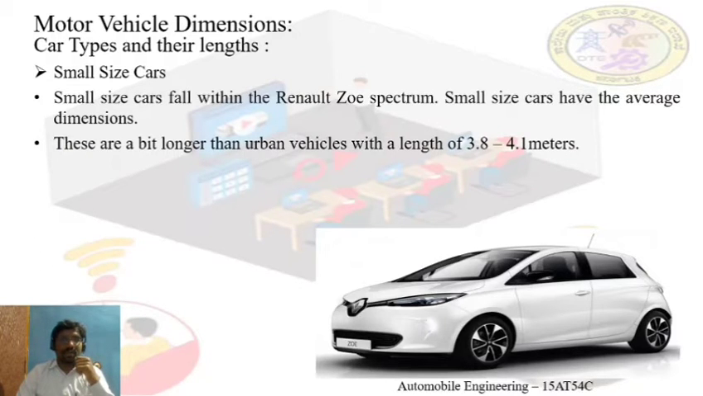These are bigger and longer than urban vehicles. You mean to say that this is a little bit lengthier car compared to the urban vehicle, where it falls under a length range of 3.8 to 4.1 meters. So comparatively, it's bigger than the urban cars. Those people who want something bigger compared to the urban cars can go for these small size cars. In turn, you will get more interior space compared to the urban cars.